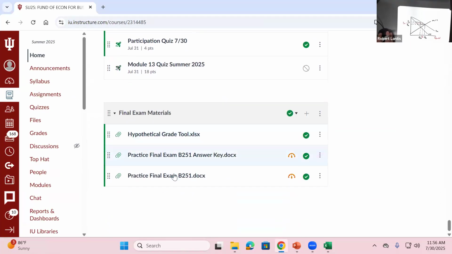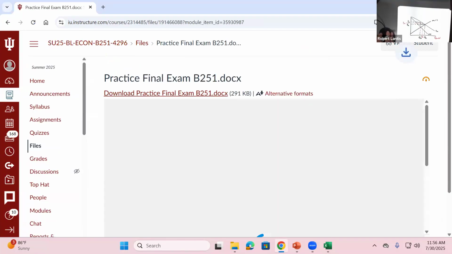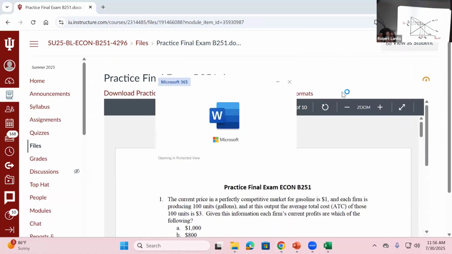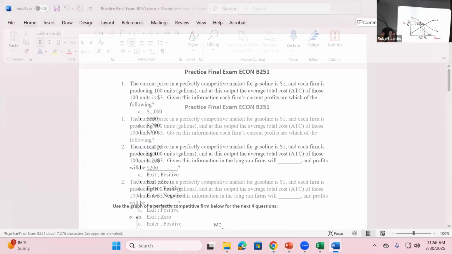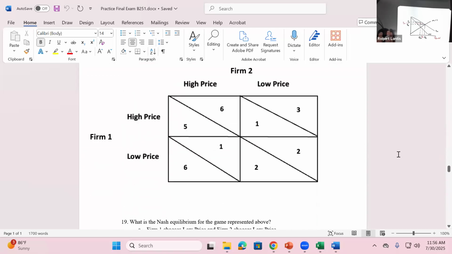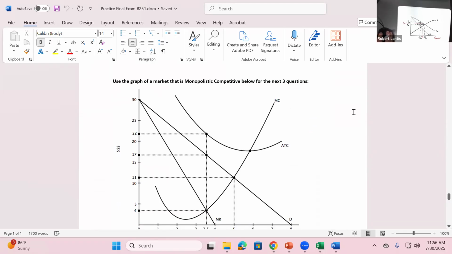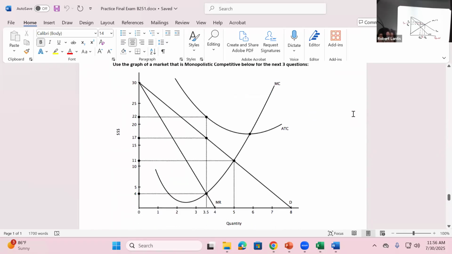So we'll go down here, take a look at this practice final, and we'll work through some of the monopolistically competitive questions, since that's what we've been talking about today. So let's go down past the game theory stuff. All right. So let's say I had something like this, some type of a depiction of a market, and I'm told that this is a monopolistically competitive market below, or a monopolistically competitive firm.